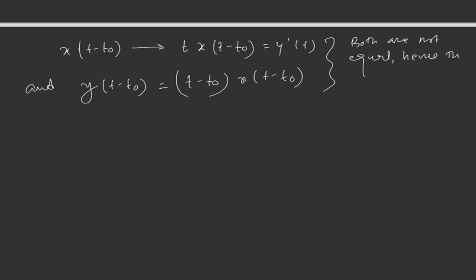Hence, the system is not time invariant. This is how we can check whether the system is time varying or not. Let's take another example. Example 2.